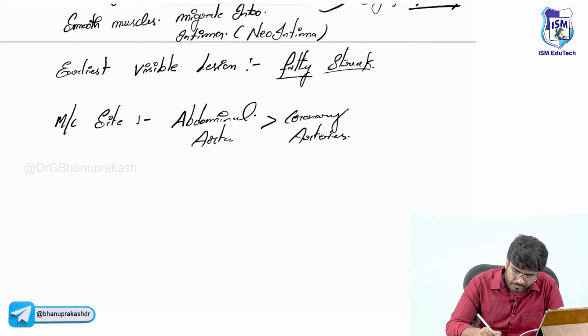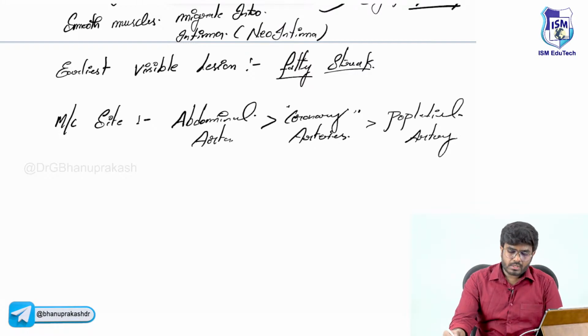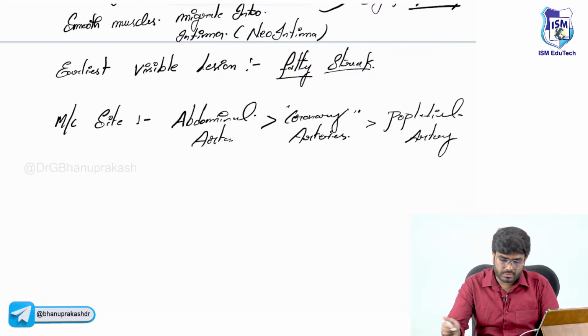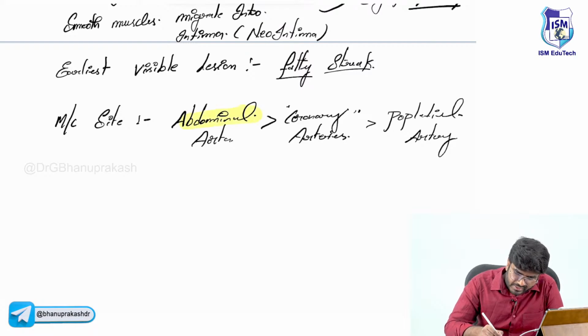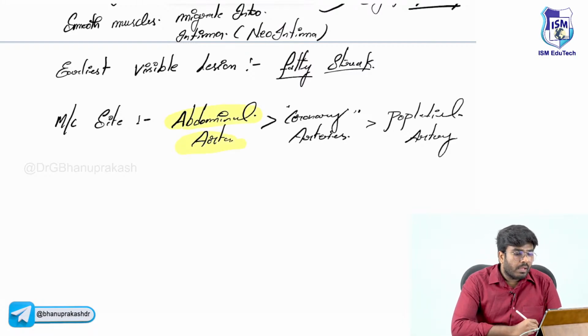I will show you the image also. So coronary arteries, followed by the popliteal artery. So abdominal aorta, coronary arteries and popliteal arteries, this is the order of atherosclerosis. So what is the most common blood vessel that is affected? The abdominal aorta is most commonly affected in atherosclerosis.